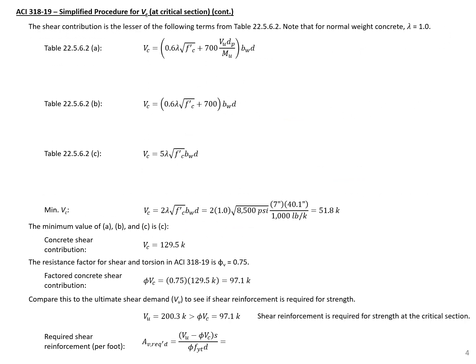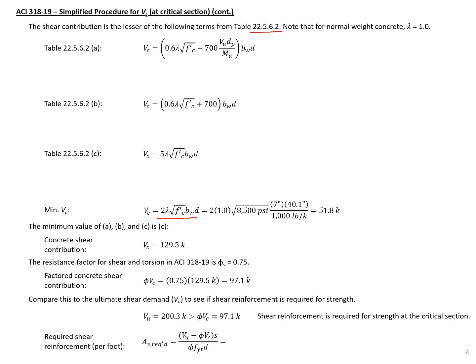We can now plug all of our known values into the equations from the ACI Simplified Procedure. There's a table, table 22.5.6.2, with 3 different equations. For the simplified procedure, you take the minimum of these 3, but it doesn't need to be less than 2 times the square root of f'c times bw d. All right, so we'll find our A, B, and C.